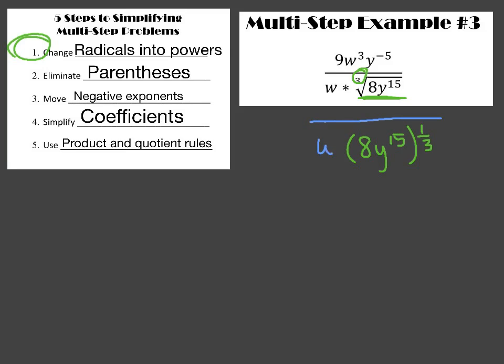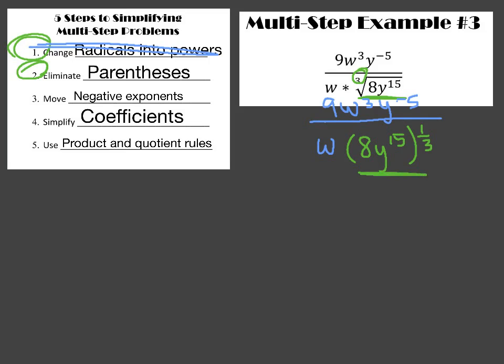So this w is still down in the front, and then on the top I still have 9w to the power 3y to the negative 5. Okay, so I did change my radicals into powers, so I am done with step number 1. Now, step number 2 tells me to eliminate my parentheses. Okay, so again, I'm focused on this little green area because that's where my parentheses are.